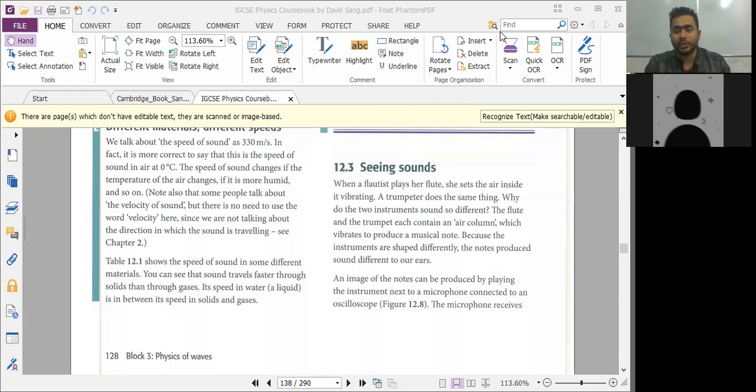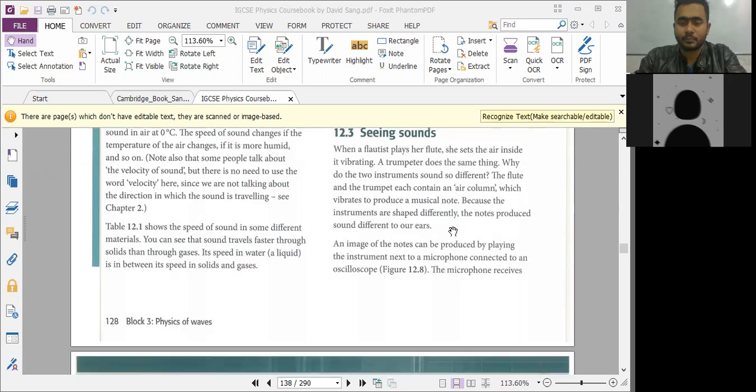Sing sound. When a flute is playing, her flute sets the air inside vibrating. A trumpet does the same thing. Why do the two instruments sound so different? The flute and the trumpet each contain an air column which vibrates to produce a musical note. Because the instruments are shaped differently, the notes produced sound different to our ear. An image of the notes can be produced by playing the instruments next to a microphone connected to an oscilloscope.